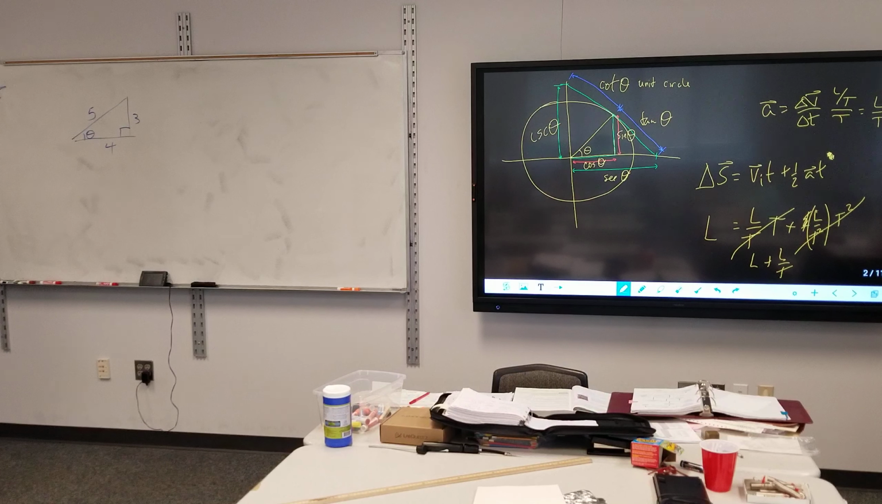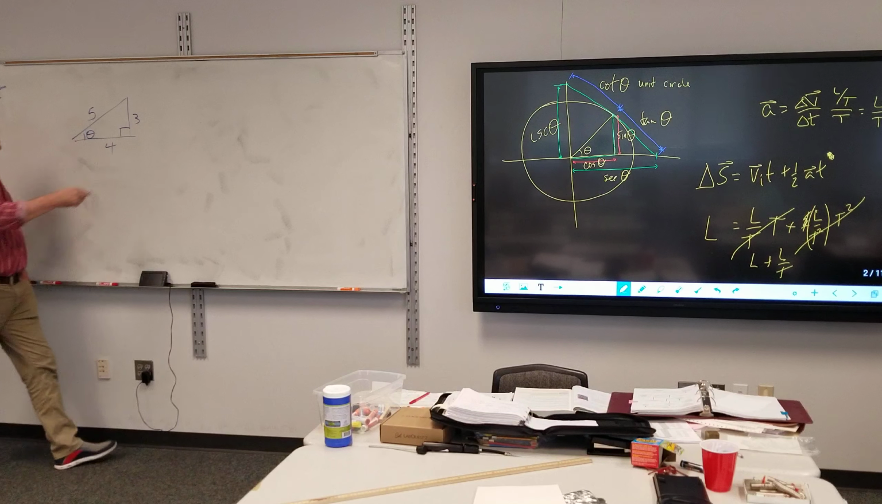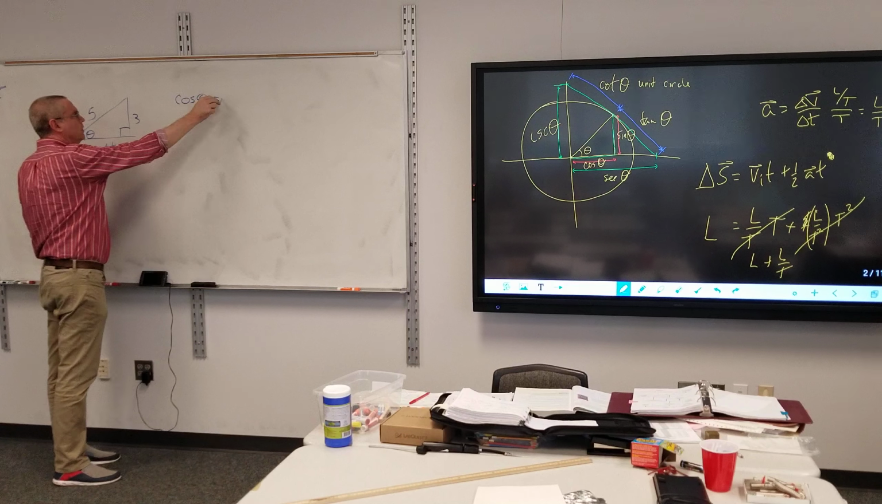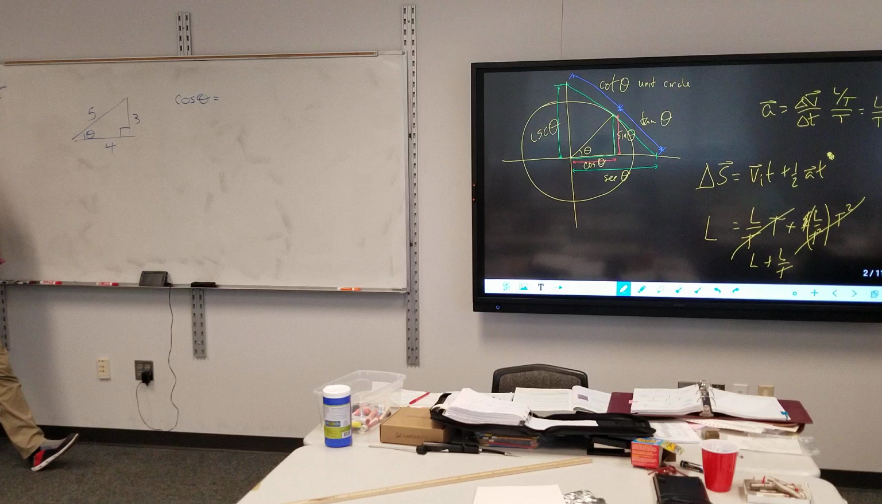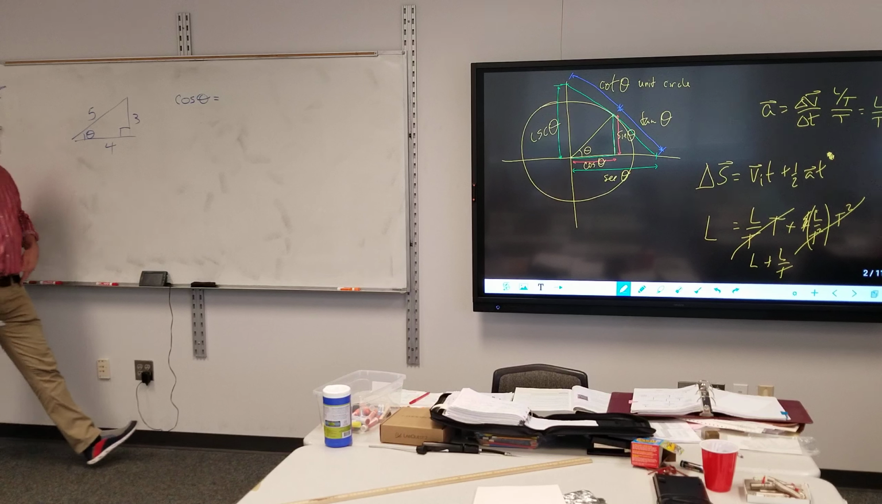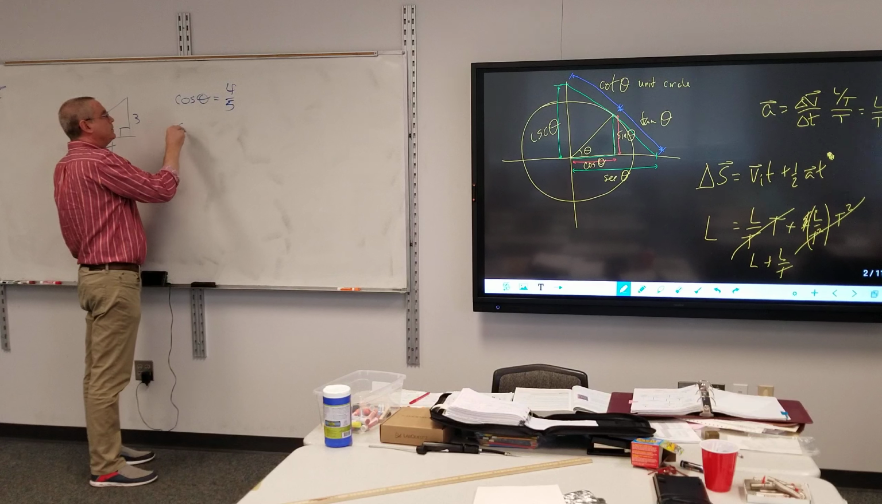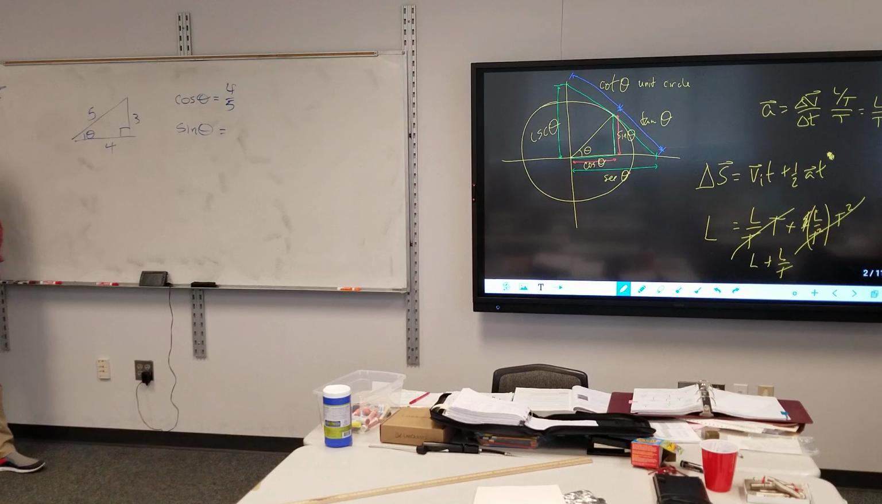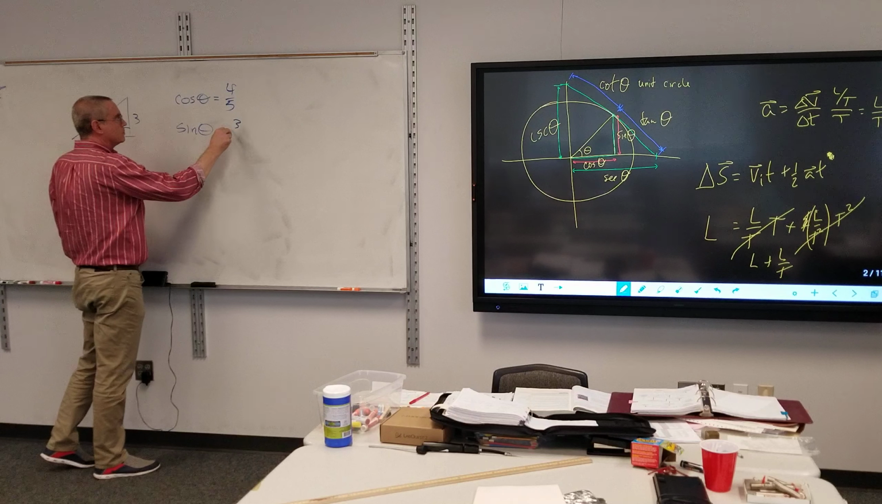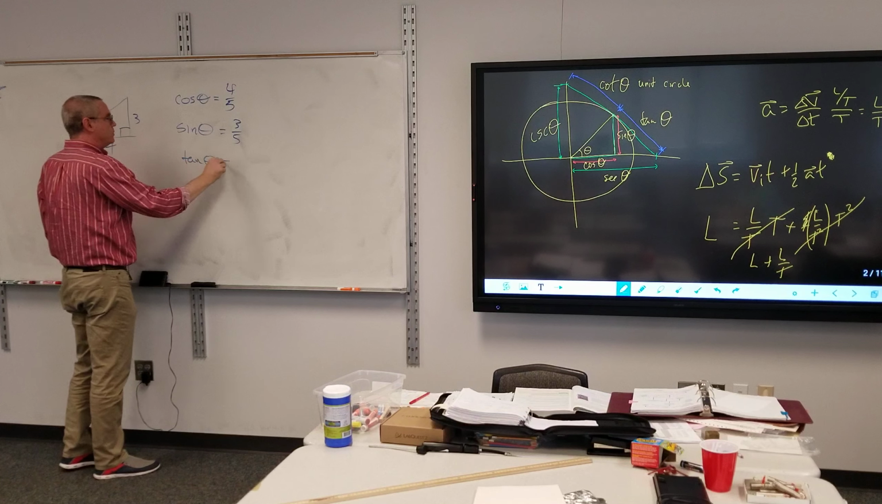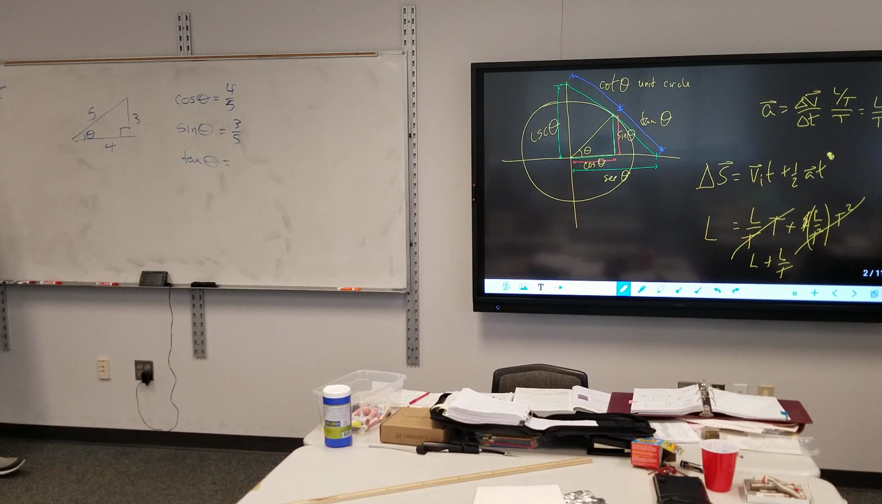All right, 3, 4, 5 triangle pops up a whole lot. Sometimes I feel saucy and I'll do a 5, 12, 13, or sometimes I'll just randomly make up numbers. So what would be the cosine of theta? 4. If you're stopping there, then no. 4/5. There we go, 4/5. Adjacent divided by hypotenuse. Sine of theta? 3/5. Tangent of theta? 3/4.